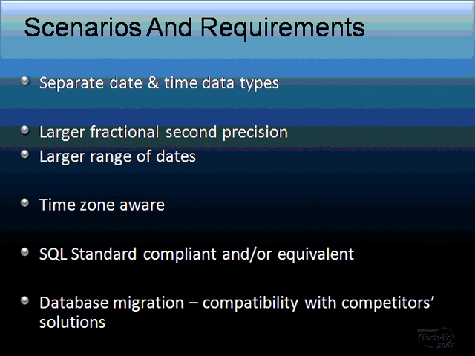The second requirement and scenario we have collected is that people want larger fractional second positions for the time portion, because as you guys know, the current DATETIME only supports fractional seconds up to 3.3 milliseconds, which is kind of small. It's not aligned with what Windows and .NET provide. So when people try to generate the system data, they will lose precision, because we don't allow precision finer than 3.3 milliseconds.